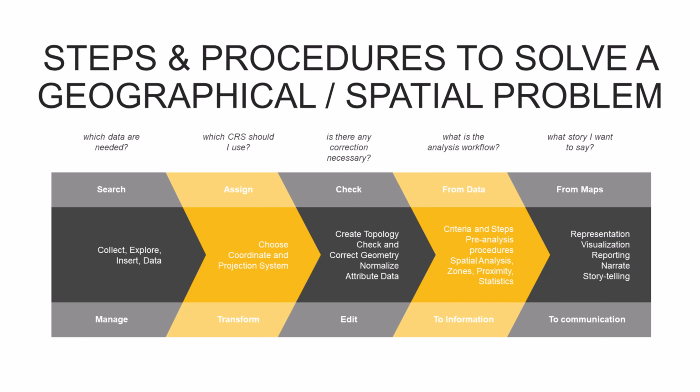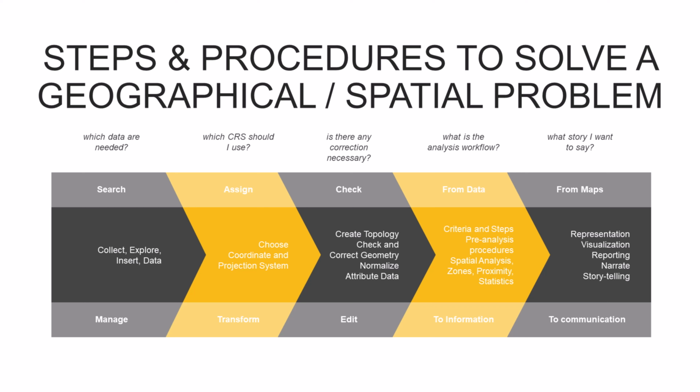The analysis phase is perhaps the quintessence of a geographical information system. Through the analysis process, features are transformed into information, and can be used further in the analysis as input data, creating new spatial knowledge. There are 5 steps and procedures to solve a geographical or spatial problem that aim to answer 5 fundamental questions. The first question is, which data are needed?